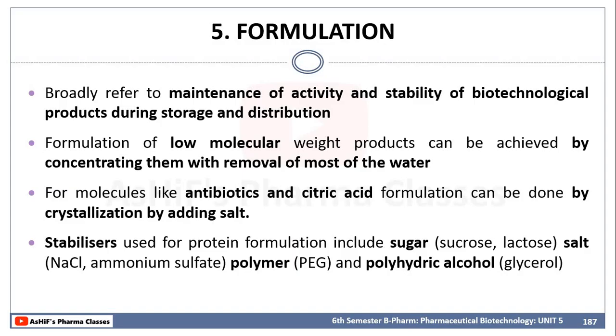Then stabilizers, by adding some kind of stabilizers like sugar like sucrose, lactose, or by adding some kind of salt like NaCl, ammonium sulfate, or by using some kind of polymers like polyethylene glycol, or by using polyhydric alcohol like glycerol. So these are some of the examples for stabilizers. By adding this kind of stabilizers to protein formulation, the proteinaceous drugs we can store it.